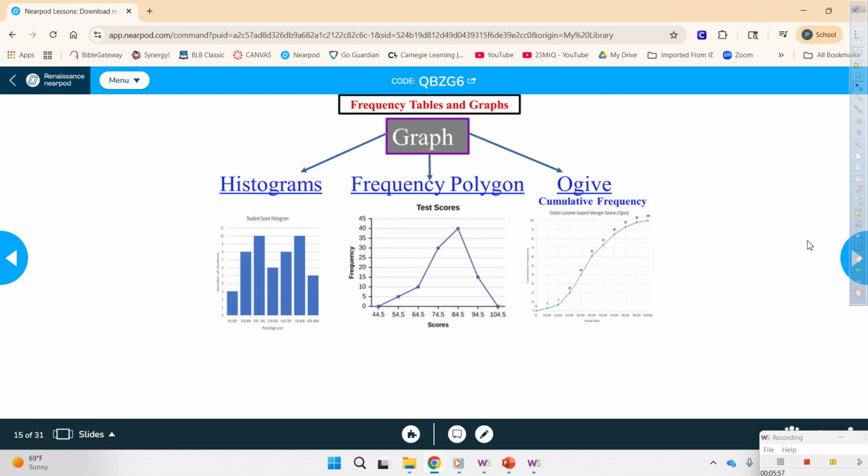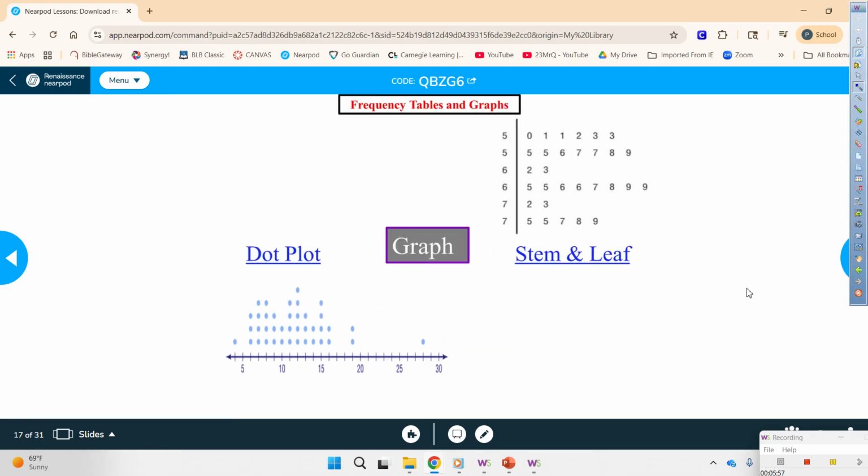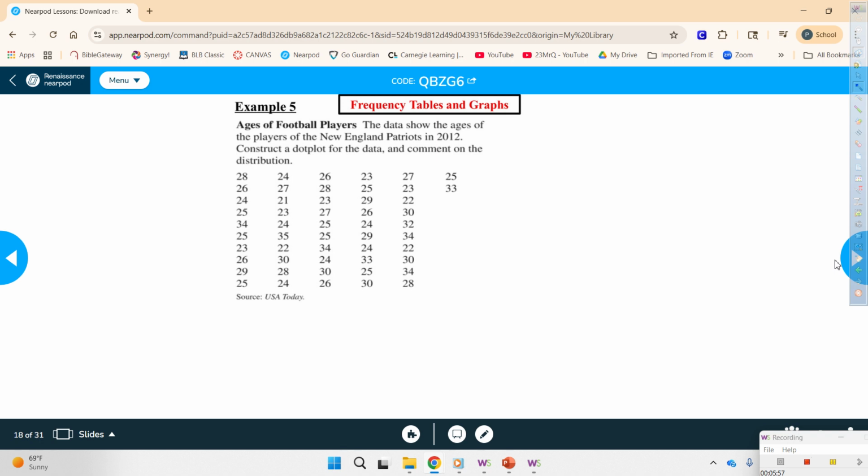From there we went to graphs. We studied these three: histograms, polygons, ogives. From there we went to bar graphs, time series, pie charts, and Pareto. Today we're introducing two more: dot plots, which I have already introduced, and stem and leaf. We're going to focus on stem and leaf, but I do want to do some practice on dot plots. So on your paper, write example number 5.